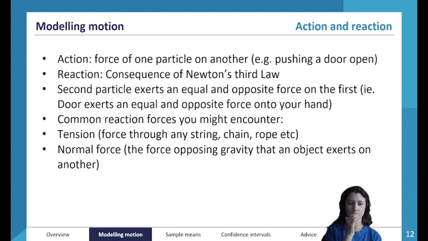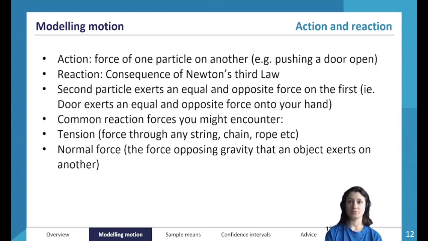Alrighty, so let's get into action and reaction. So an action is essentially the force of one particle on another, or more simplistically, an applied force is usually when you'll see it. So pushing a door open, pulling a box, pushing something over, throwing something, that kind of thing. It's something that somebody does.